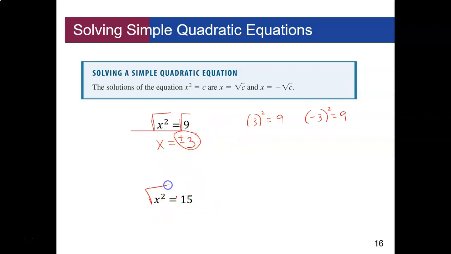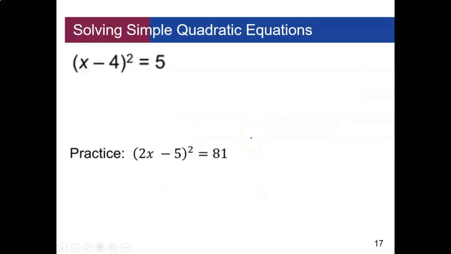On this one, if we take the square root of both sides, I'm going to get x equals plus or minus the square root of 15. If there were anything I could take out from underneath this radical, I would need to do that. But the factors of 15 are 5 and 3, so I don't have anything to take out from underneath that radical.